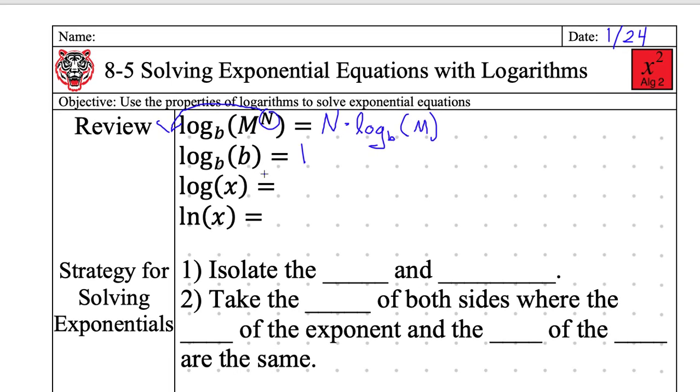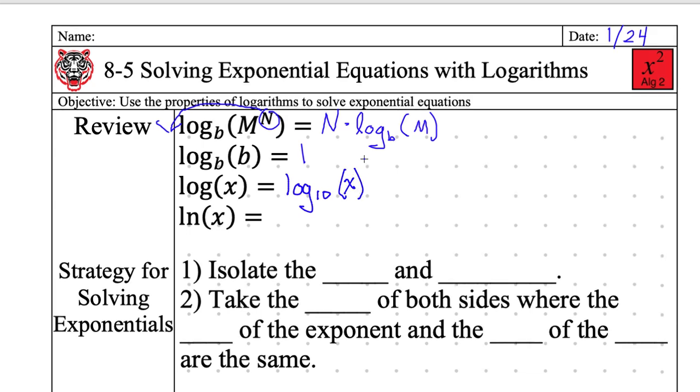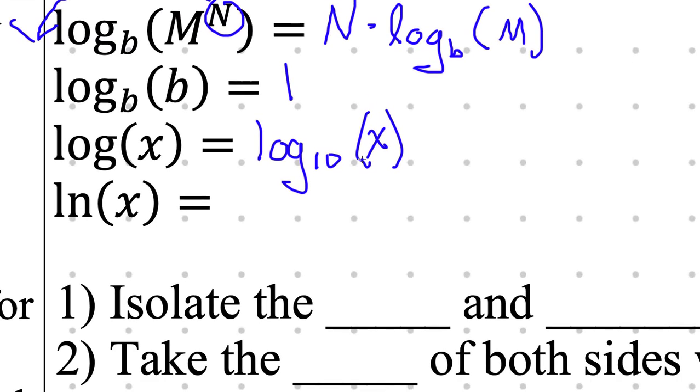And then finally, what secret base is there if it's log of x? It's log base what of x? Sam. Is it 10? It is 10. Log base 10 of x if there's nothing there. And if I say ln of x, I'm really saying the natural log of x. That's log base what of x? Colby. Log base e of x.